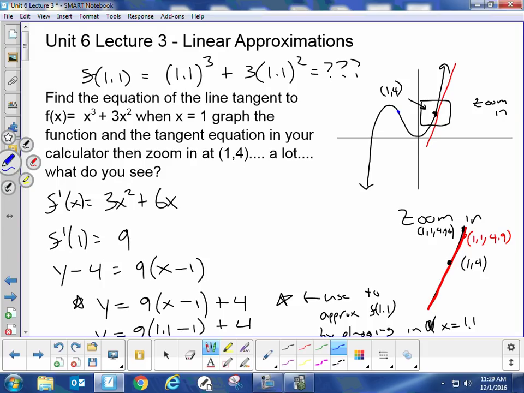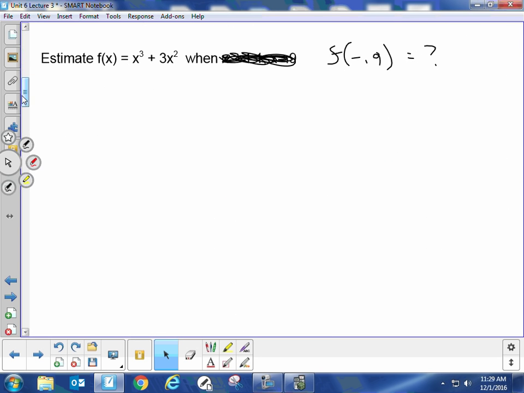Instead, I need to use a point, which you might have to decide, or it will be given to you, that is close to the point that you're trying to approximate. This is negative 0.9. Well, typically we'll just use a whole number that we can easily calculate the value of and the tangent slope of, that is as close as we can get to negative 0.9, and that will be the value that I use. So if I ask you to approximate negative 0.9, what easy number do you think you will use to find a tangent equation?